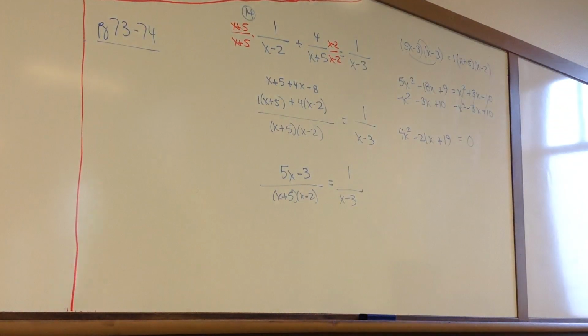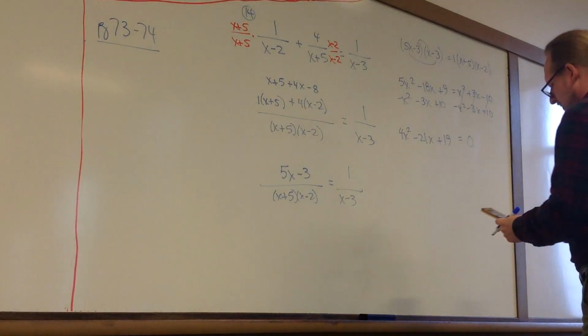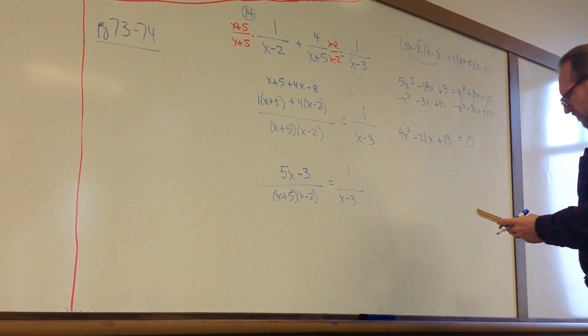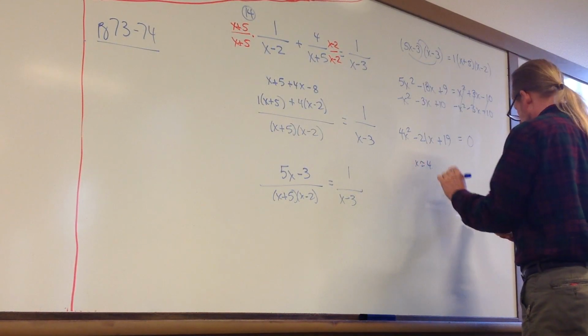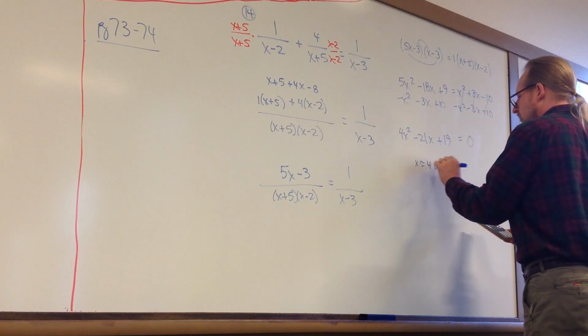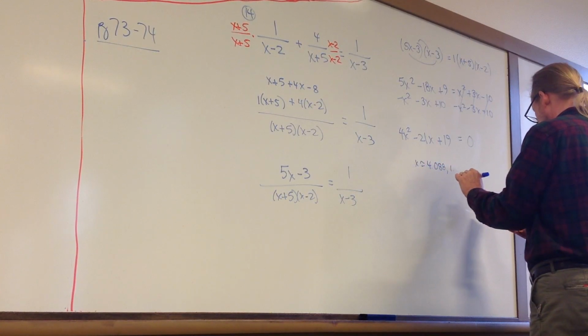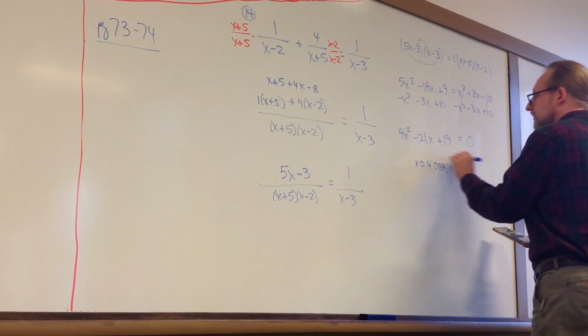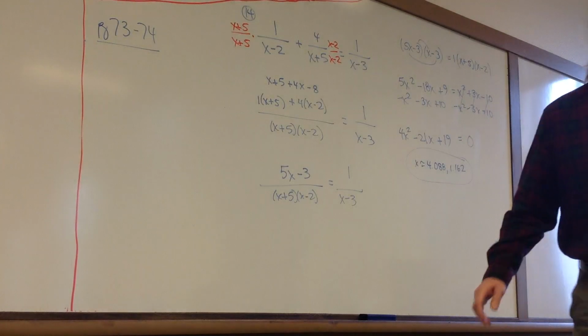Okay, so let's run this through the quadratic and see what we get here. 4, minus 21, positive 19. We get x is approximately 4.088 or positive 1.162. So there's our solutions for problem 14.